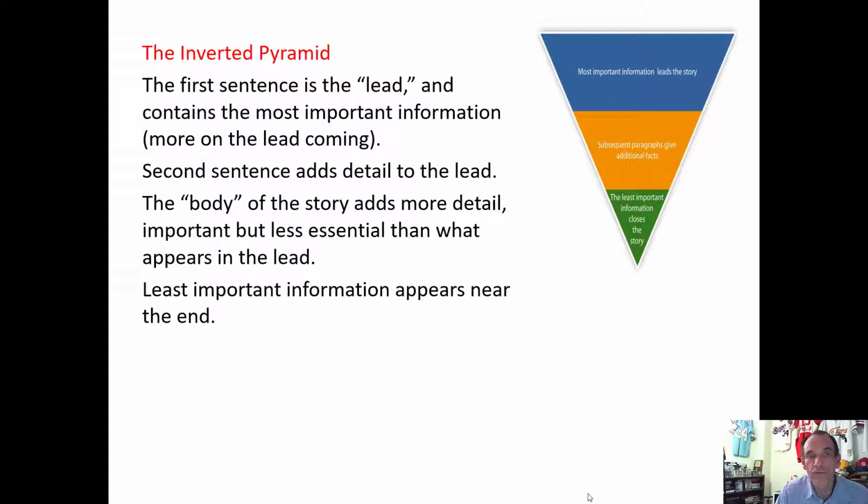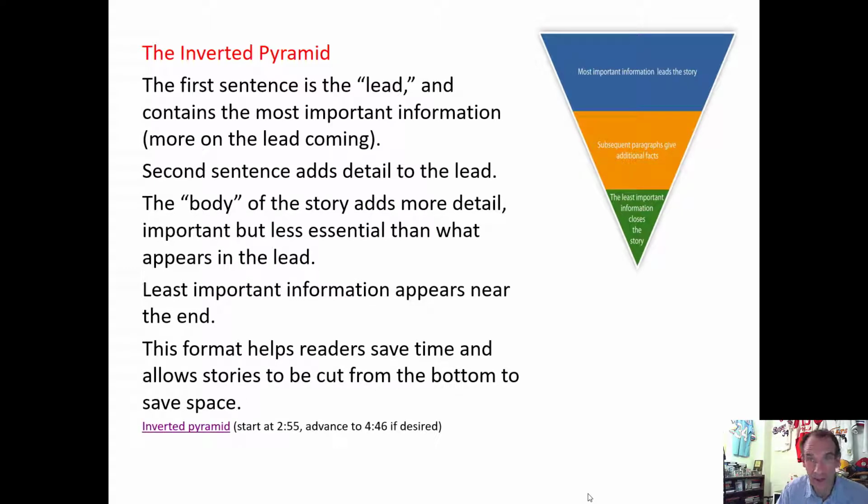Now, originally, when this system was established, the idea was that when you were publishing a story in a newspaper and space was limited, you could cut the story from the bottom at the end of any sentence, and it would still make sense. While we're not as concerned with that today, especially if we're publishing a story online, still there's some value to that idea.